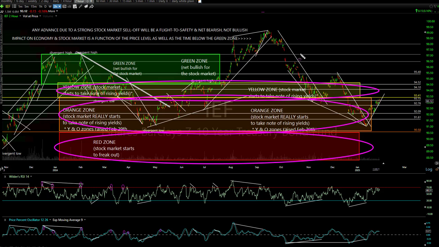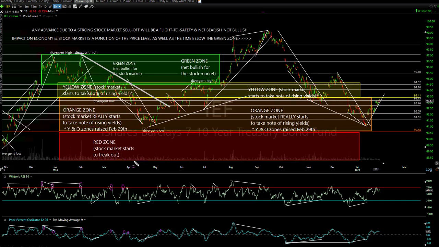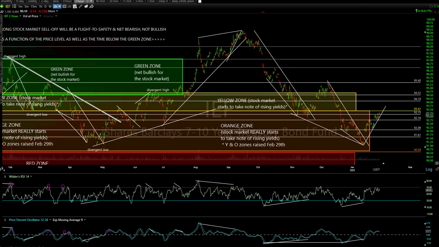So this is IEF, the 10-year, and I gave you these zones where the stock market would start to take note of rising yields if the 10-year bond fell. The orange zone is where I said the stock market would really start to take note of rising yields, and the red zones are where the stock market starts to freak out. We haven't gotten into the red zone since, and that's one reason the stock market's not far off all-time highs. When we get here, you do not want to be long equities, in my opinion. That's going to be quite bearish. Now, we're not there, but the orange zone all the way back here was hit. These levels were tactically placed based on resistance levels and things like that.